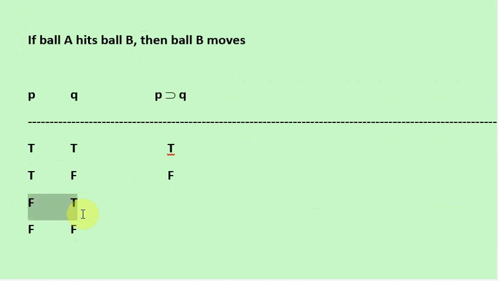Okay, so let's think about what's going on there. Ball A is not hitting ball B, right? Because the antecedent is false, P is false, right? Ball A is not hitting ball B, but notice that ball B is moving, right? And how do we know that? Well, because the consequent is true, right? The Q part here, which is the consequent, is true. Ball B is moving. Okay, the question here again is, well, how could that happen?